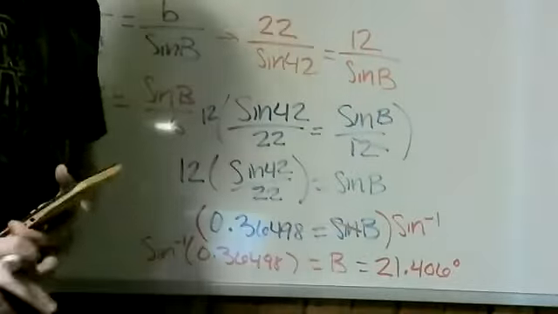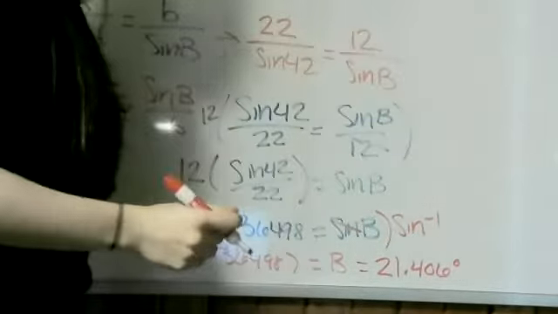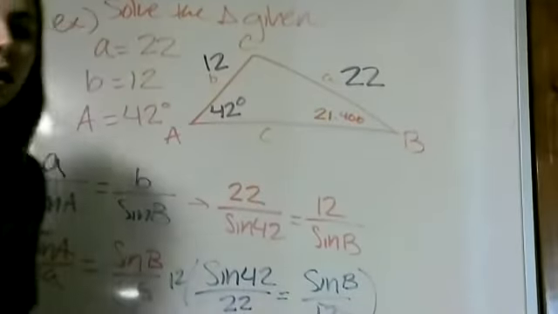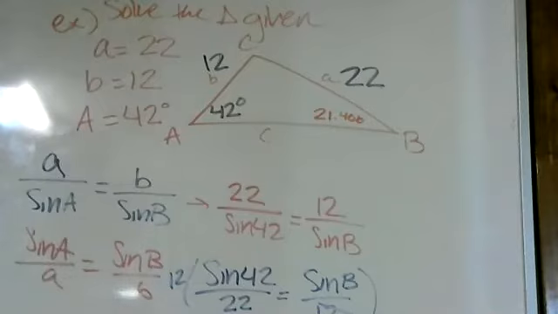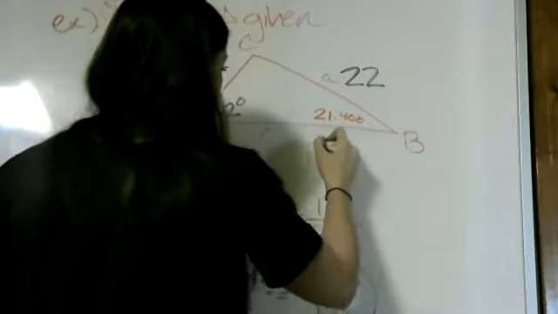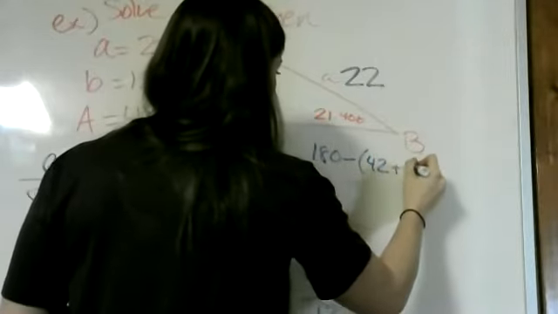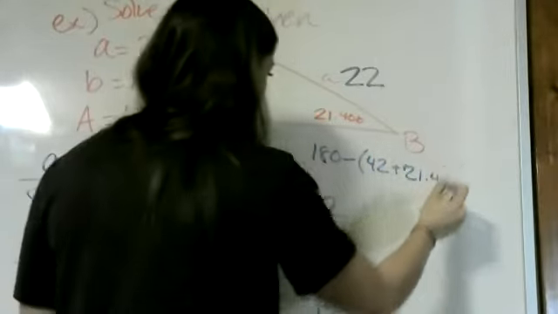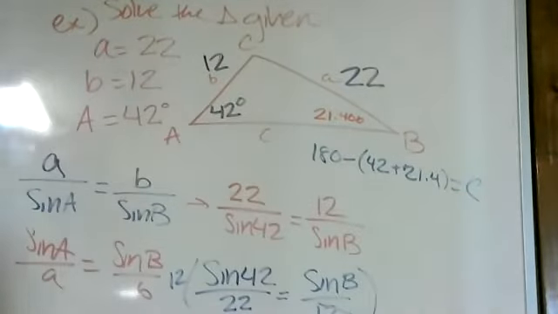So let me come up top and put that up. 21.406. And you could even just round that to 21.4. I'm okay with that. Okay, so that helps us out a lot. Now we can find that third angle measure by taking 180 minus the sum of 42 plus 21.4. That's going to be your angle measure C.